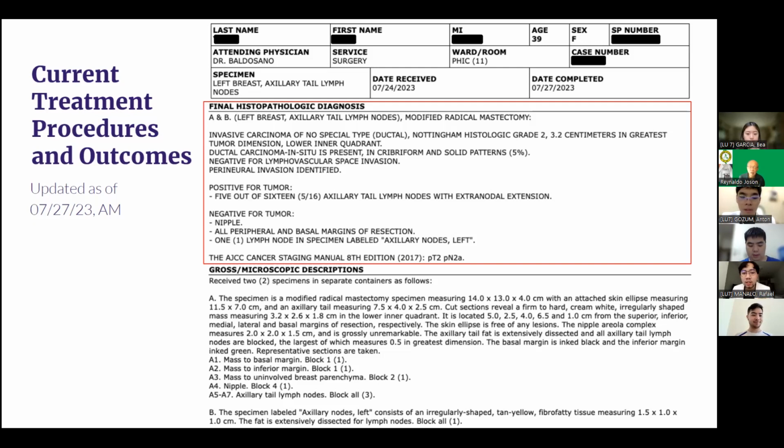Locally advanced recurrent breast cancer, first line is tamoxifen po. Locally recurrence. Recurrence na ito. Yes, sir, neoadjuvant, wala. I wasn't able to read, pero I will agree po with my co-interns po.